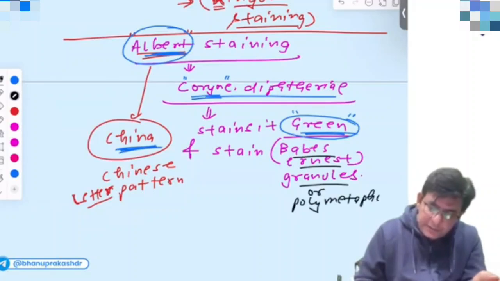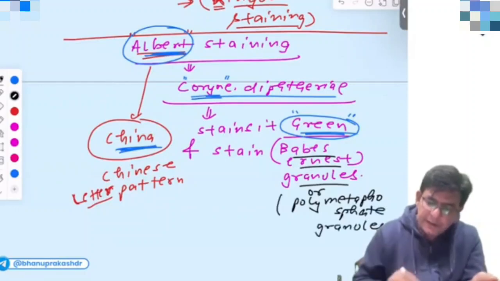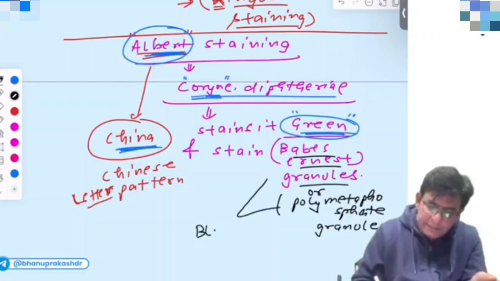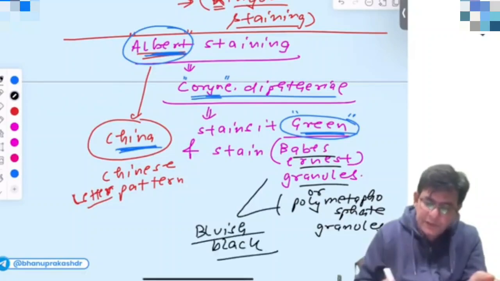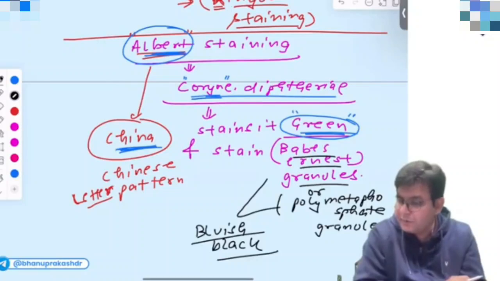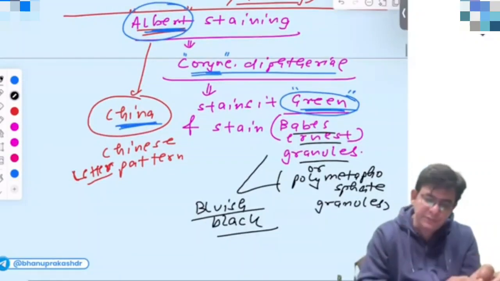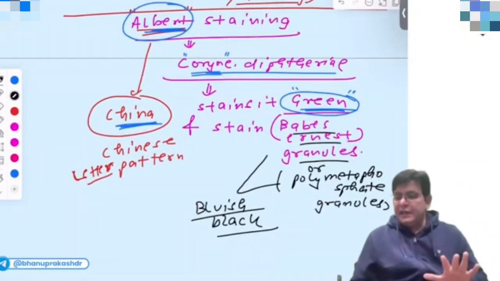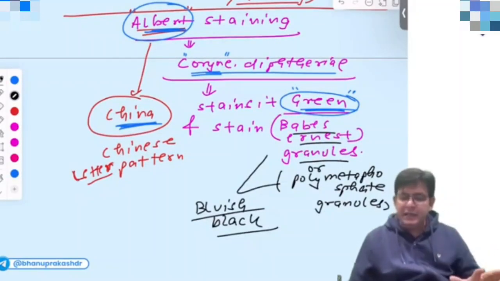So the Babes-Ernst granules, which are also termed polymetaphosphate granules, are stained bluish black or brownish black. Fine. So I have told you Albert staining, I have told you acid fast staining.